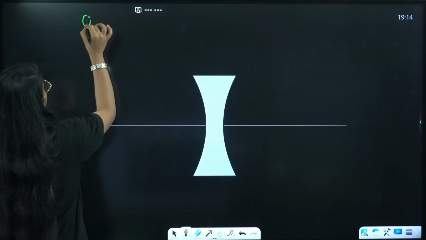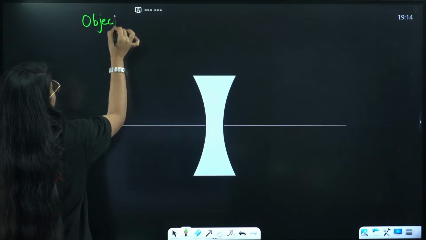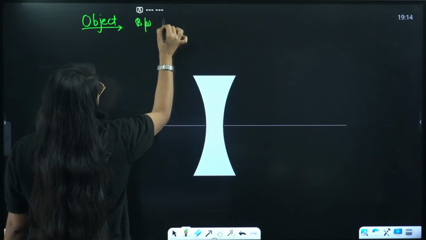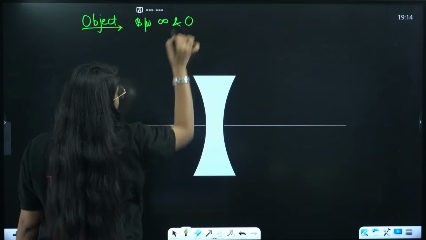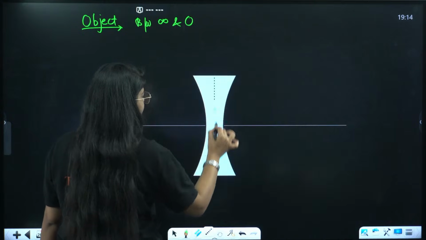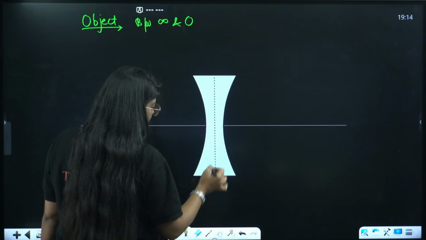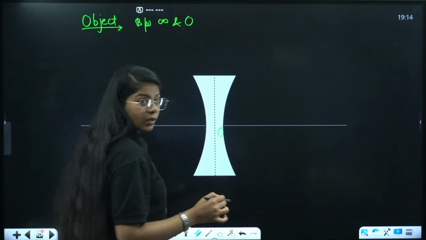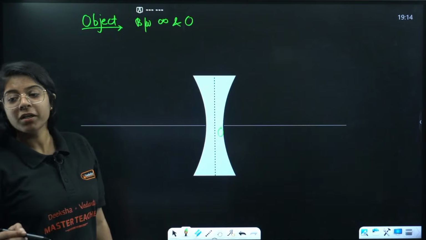Now the object is, where is the object? It is between infinity and the optical center. Tell me where the image will be formed. Quick, I am waiting. Let me know where the image will be formed.